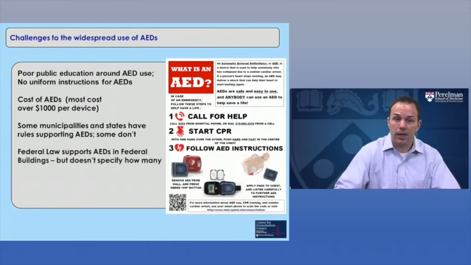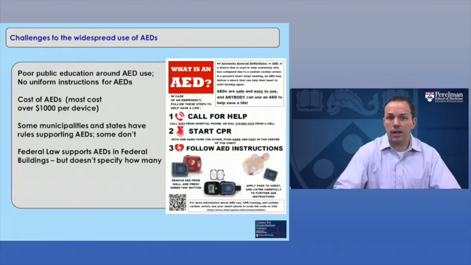There's a federal law that stipulates AED placement in federal buildings, but it doesn't specify how many. So there's clearly a lot of regulatory uncertainty regarding AED placement. How many do you need? How should the messaging be performed? It's a complicated concept. And again, there are lingering concerns about liability.